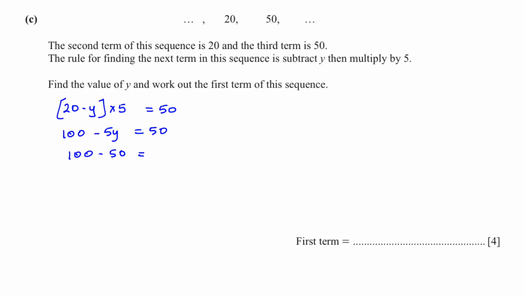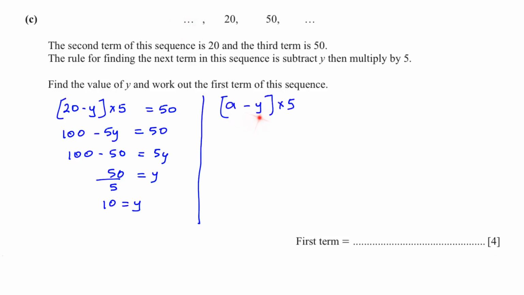So 100 minus 50 is equal to 5y. 100 minus 50 is 50, divided by 5 is our y. So 10 is equal to y. Now that we have our y, we have to find a. Let the first term be a. Therefore, a minus y multiplied by 5 is equal to the second term, which is 20.